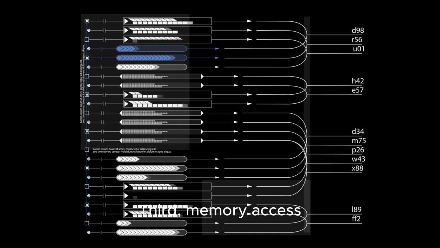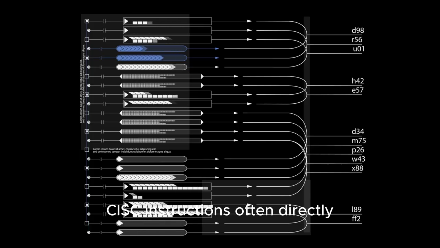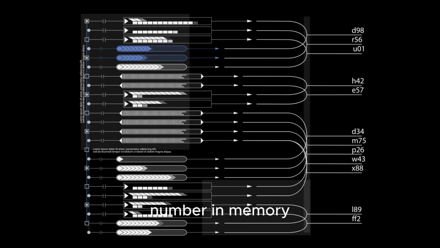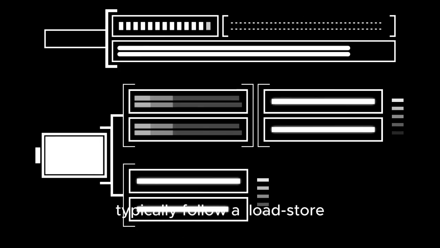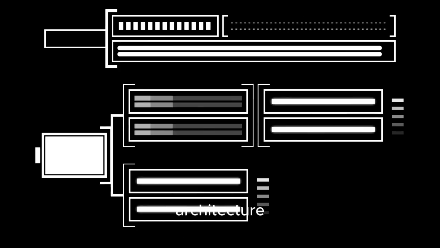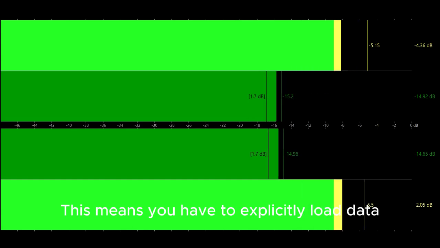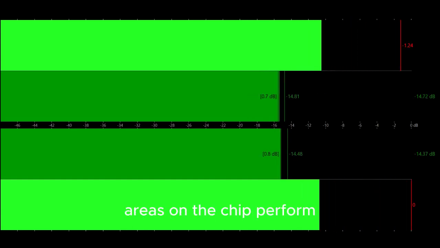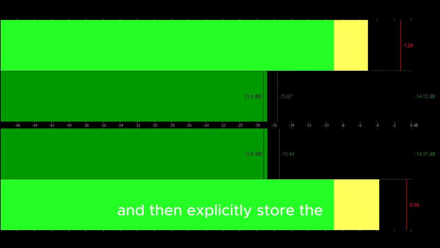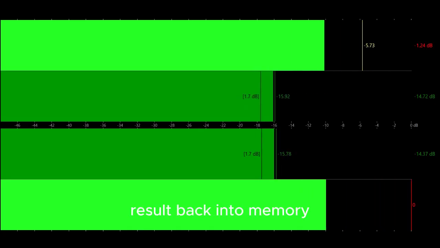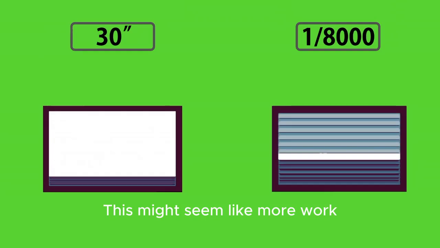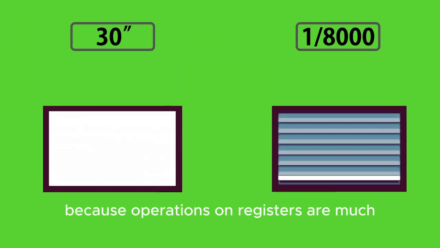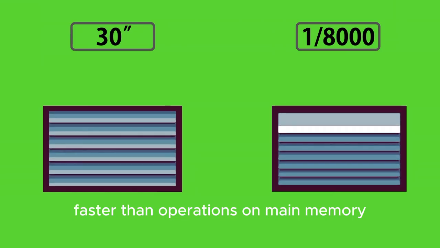Third, memory access. CISC instructions often directly manipulate memory. For example, add this number in memory to that number in memory. RISC processors typically follow a load-store architecture. This means you have to explicitly load data from memory into registers, which are small, super-fast storage areas on the chip, perform the operation, and then explicitly store the result back into memory. This might seem like more work, but it simplifies the processor design and speeds things up because operations on registers are much faster than operations on main memory.